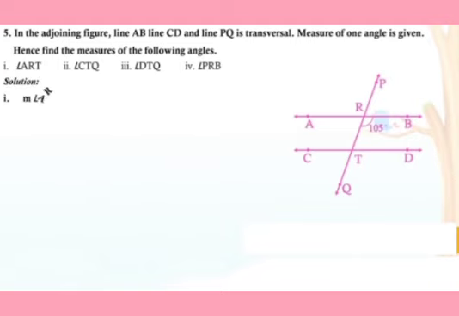So first write the solution. First angle ART. The measure of angle ART plus the measure of angle BRT is equal to 180 degrees.